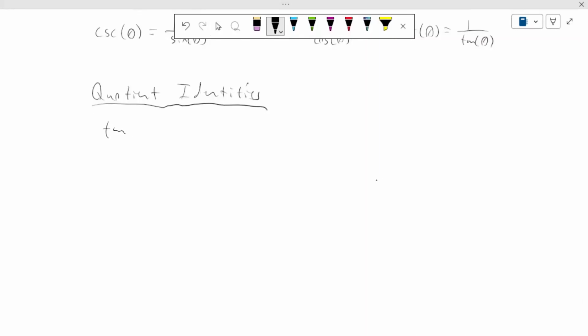Tangent of theta is equal to sine of theta over cosine of theta. And cotangent of theta is equal to cosine of theta over sine of theta. Okay, let's go. Sorry, my handwriting's awful. There we go. Tangent of theta. All right, so let's justify that, right?